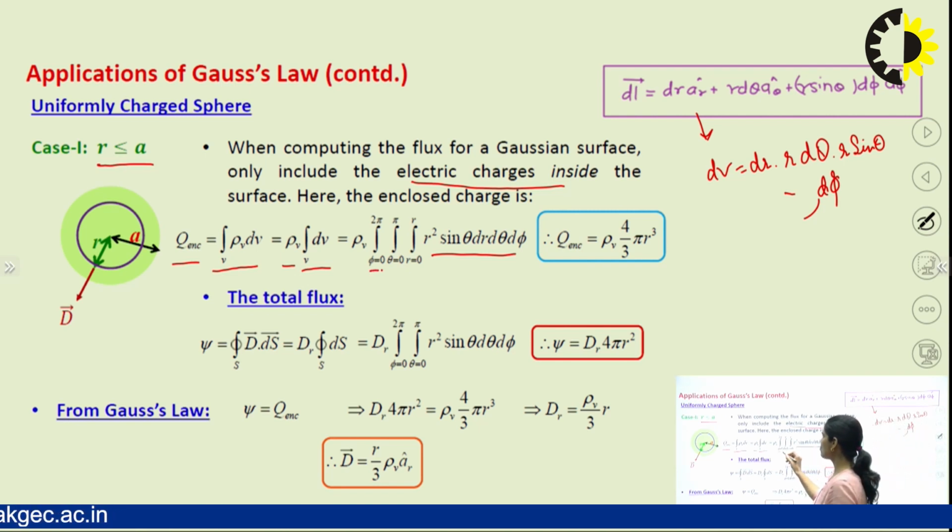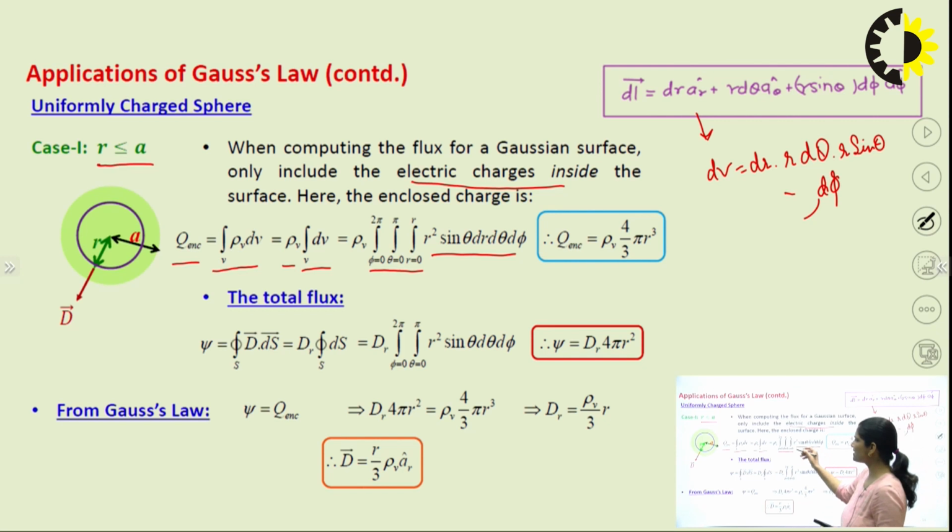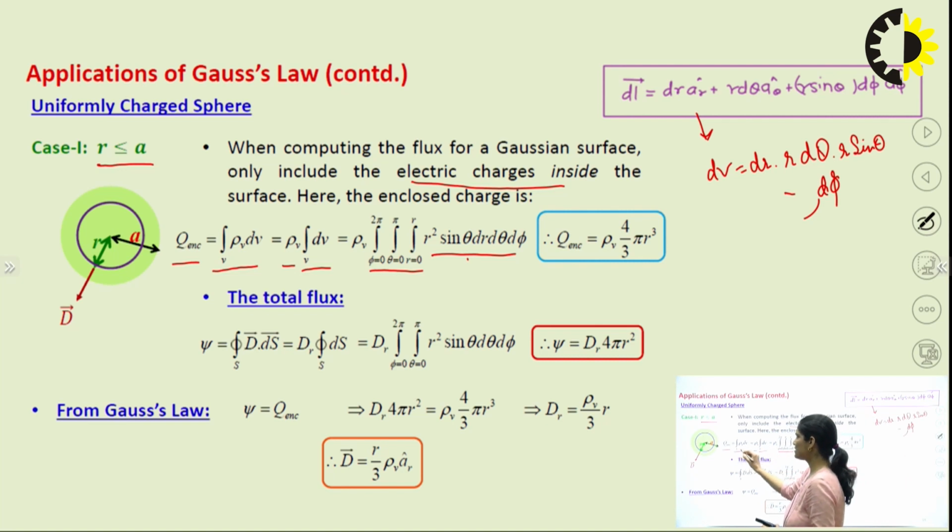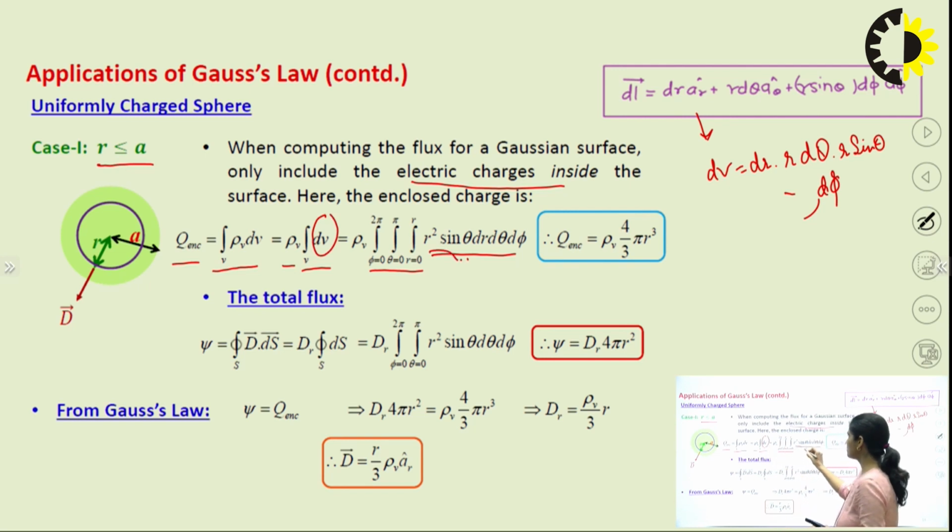Now take the limits of r, theta, phi. The r limits are 0 to r, theta limits are 0 to pi, and phi limits are 0 to 2 pi. As we have already covered in the first unit and in that video lecture, how to write dV and the limits of dV. Now, while solving Q enclosed equal to the integral of rho V dV, you can put the value of dV and find the enclosed charge, that is equal to rho V times 4 upon 3 pi r cubed.